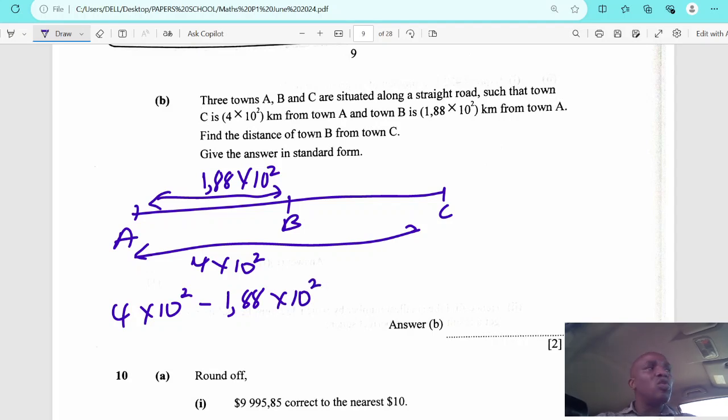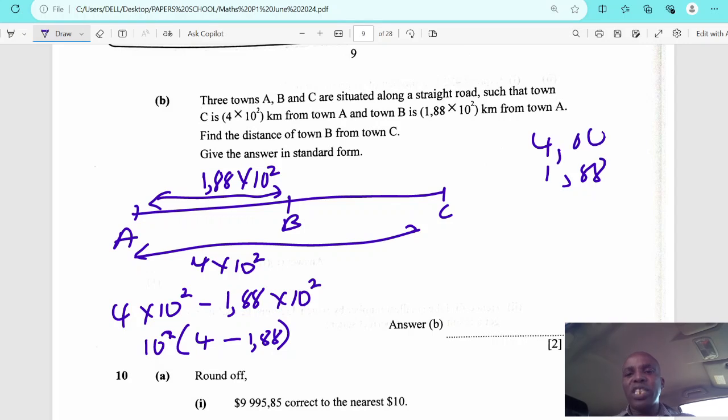Right? There are so many ways of working with this. You can convert to ordinary form, or you can use this simple method. Just factor out 10 to the power 2. You'll be left with 4 minus 1.88 inside the brackets. Then subtract this part. 4 minus 1.88: you put your comma, you put 0 there. Like this. Subtraction.